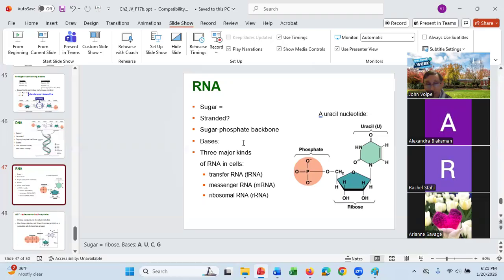There are 3 major kinds of RNA: transfer RNA, also called tRNA, messenger RNA, also called mRNA, and ribosomal RNA, also called rRNA. All 3 of these RNAs are important in protein translation. Any question about any of that?